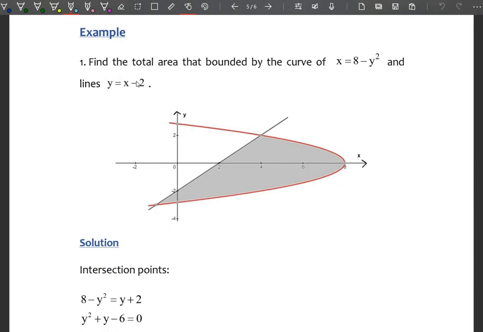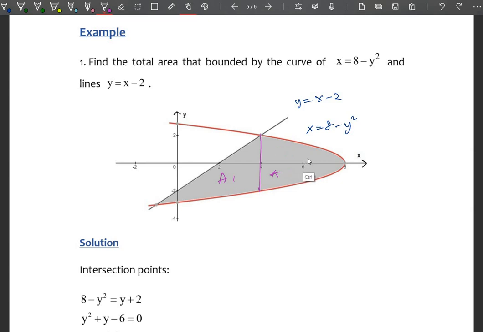For example, we need to find the total area bounded by the curve x equals 8 minus y squared and the line y equals x minus 2. If you want to do top minus bottom, you need to find it twice, that means A1 and A2. This is A1 and this is A2. Probably not twice, but three areas. The first one will be this top minus this bottom, and the next one this top minus this bottom, and then the next one this top minus this bottom. So it will be redundant.